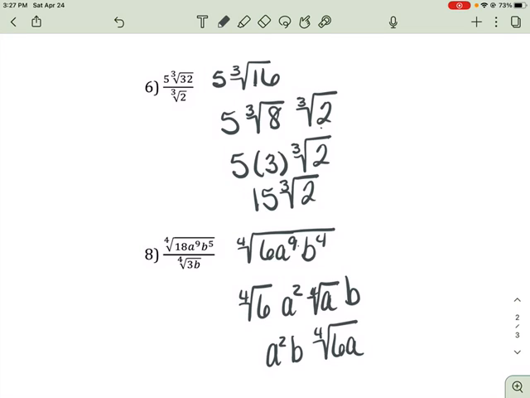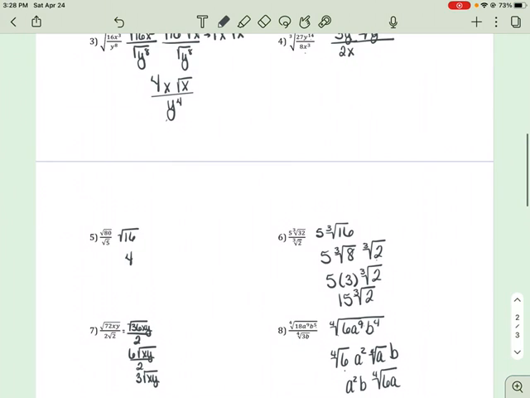Okay, 18 divided by 3 is 6. Can't do anything with the b. Oh, here, b to the 5th, b, that becomes b to the 4th. And notice no more denominators when we do that. That's kind of nice. Can't do anything with the 4th root of 6. We can make the 4th root of a to the 9th as a squared with a. And b to the 4th is b. So our final answer is a squared b, 4th root of 6a.